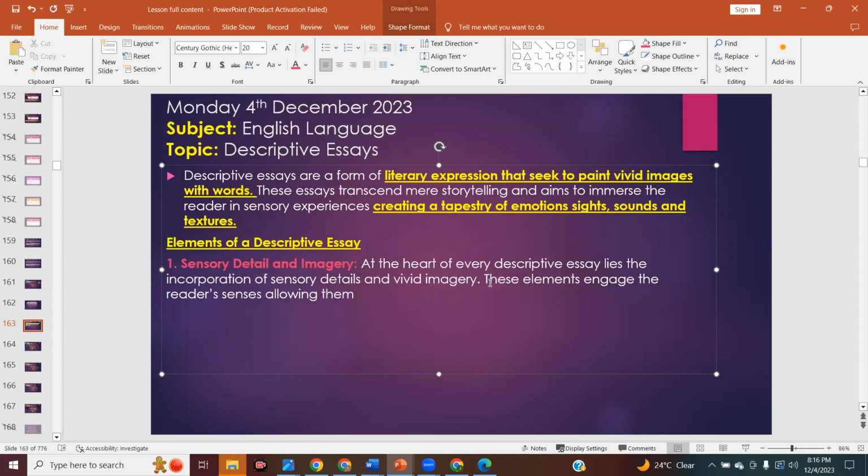If you can. Allowing them not only to read about an experience, but to feel and envision it. And that's when you know you're a good writer.